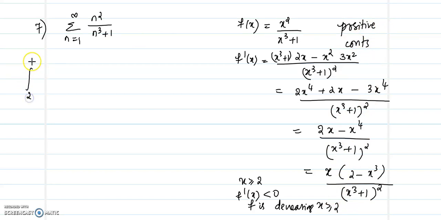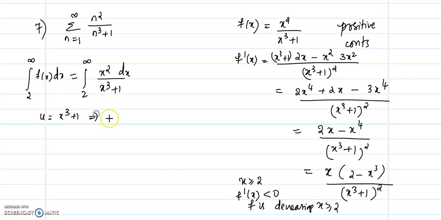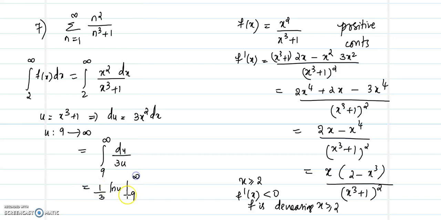So we will take the integral from 2 to infinity of f of x dx, so that will be the integral from 2 to infinity of x square by (x cube plus 1) dx. Now using the substitution u equal to x cube plus 1, du is equal to 3x square dx, and x varies from 2 to infinity, so u will vary from 2 cube plus 1, which is 9, to infinity. So we will get the integral from 9 to infinity, where x square dx will be du by 3, so that will be 1 by 3 log u from 9 to infinity. Now log of infinity will be equal to infinity, so the value of the integral will be infinity, so therefore the series diverges by integral test.